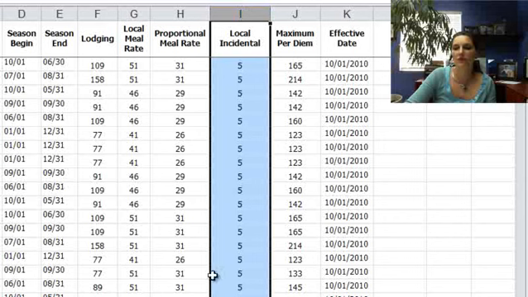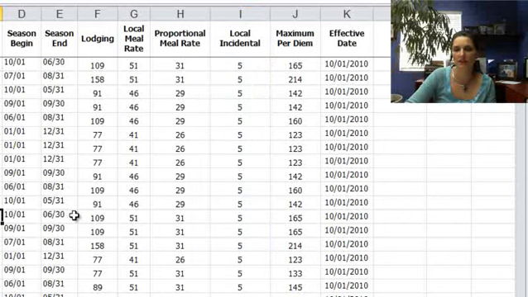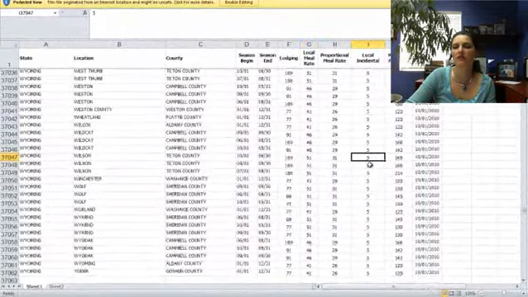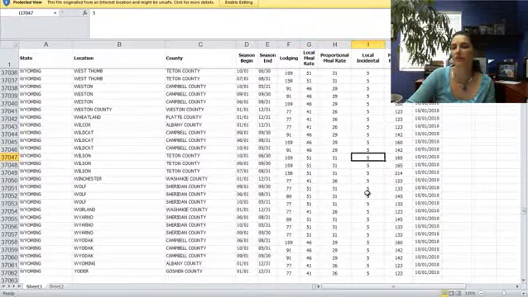And you will observe that if we take the local meal rate column, and let's just go for that Teton County here, we'll see that the local meal rate is $51, the local incidental rate is $5. So if I was to combine those, I would get the meal and incidental rate for that particular county, which is $56 a day. That is $10 higher than the standard rate for the country, so this is considered to be a high-cost area.